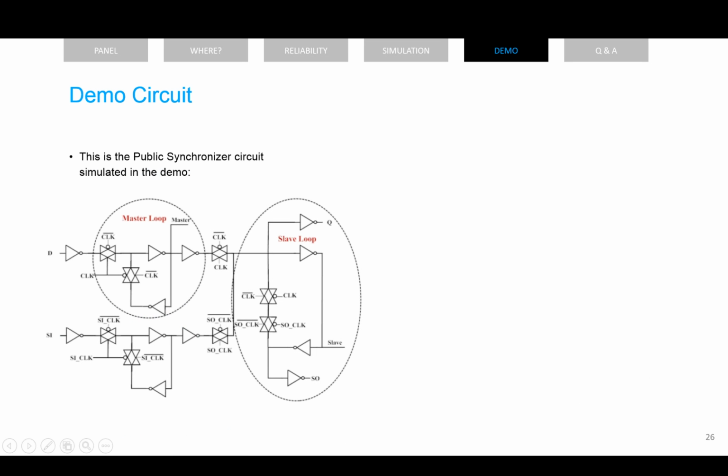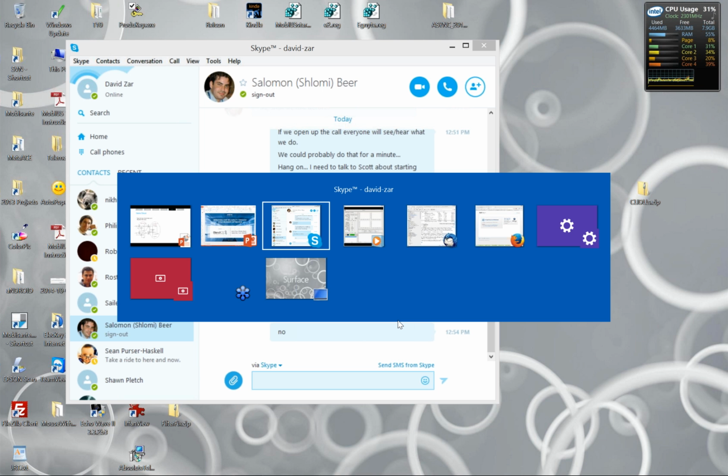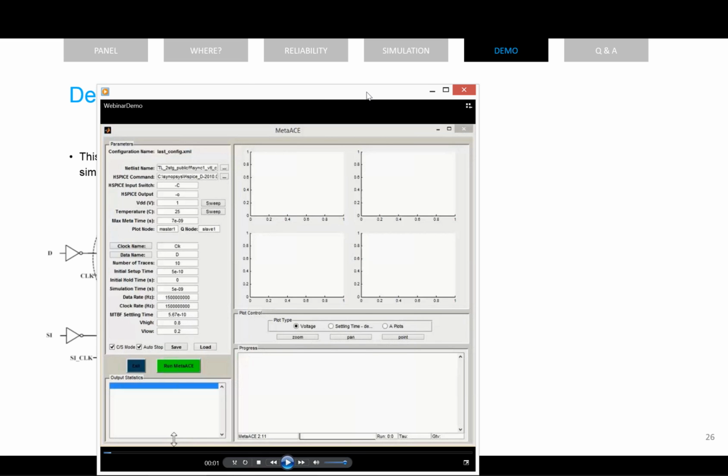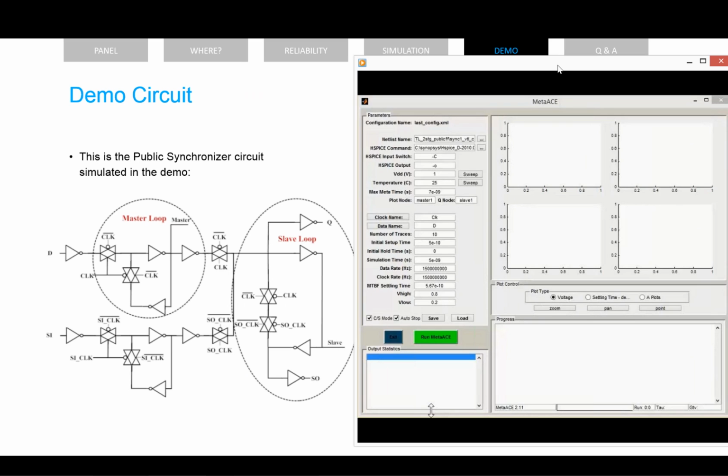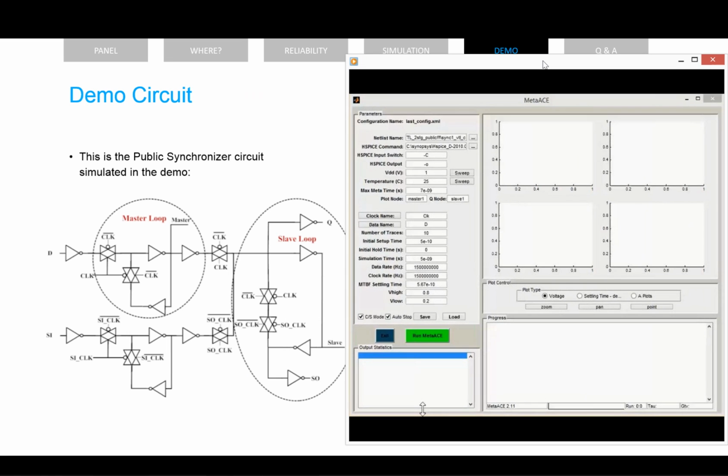So let's take a quick look at how MetaACE works. The simulation of the C-only extracted netlist for this circuit takes about 10 minutes to complete with MetaACE. Most of that is doing SPICE simulations, so I captured a video of it, and that's what I'm going to show you here, so we don't have to sit through 10 minutes of this running. Okay, I'm going to talk about the UI functions and such as this example runs.